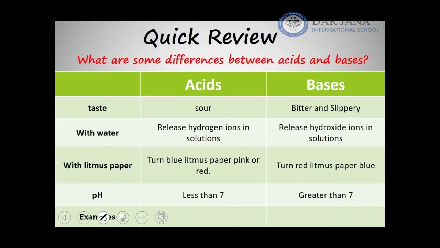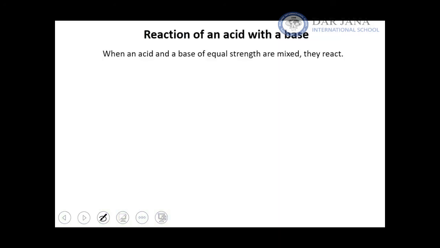So with water, acids release hydrogen ions, bases release hydroxide ions, which are the OH minus. With litmus paper, acids turn blue litmus paper pink or red, so they don't work with the red litmus paper, and the bases work only with red litmus paper and turn it blue. The pH of acids is less than 7, the pH of bases is greater than 7, and for a neutral solution the pH is 7.